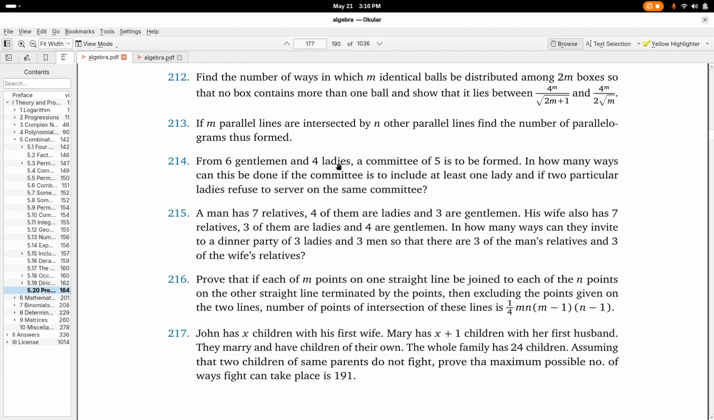From 6 gentlemen and 4 ladies, a committee of 5 is to be formed. In how many ways can this be done, if the committee is to include at least 1 lady and 2 particular ladies refuse to serve on the same committee?